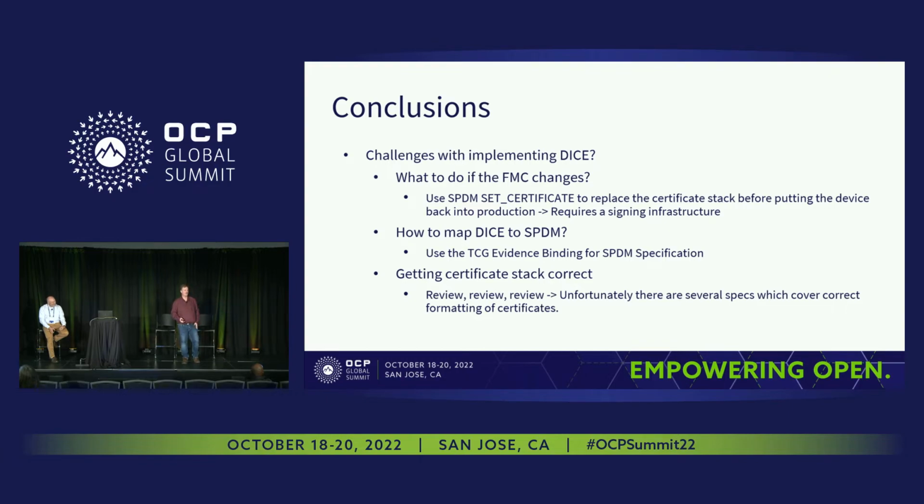Mapping them together, as discussed, use the evidence binding spec, and then getting your certificate stat correct. That's something that Eric and I have both spent a long time working on, and that's just, review it over and over and over. As you navigate through this, you will find there are several specs that you end up pulling information from to figure out how to format your certificate. And it just takes a lot of scrutiny, because this is another one of those things, you really don't get a second shot at it. You need to get it right.